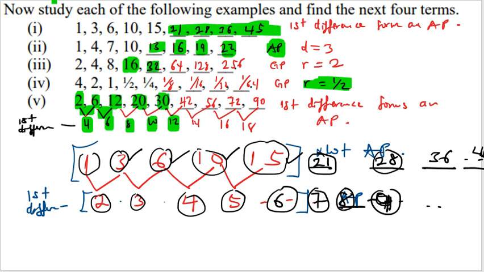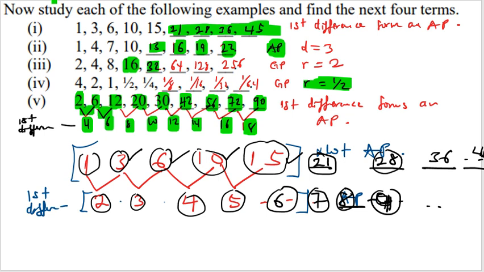Therefore, if I want to get the next value, add 12 to 30, and that is going to give us 42. Add 14 to 42. That will give us 56. Add 16 to 56, and that will give us 72. Add 18 to 72, and that will give us 90.